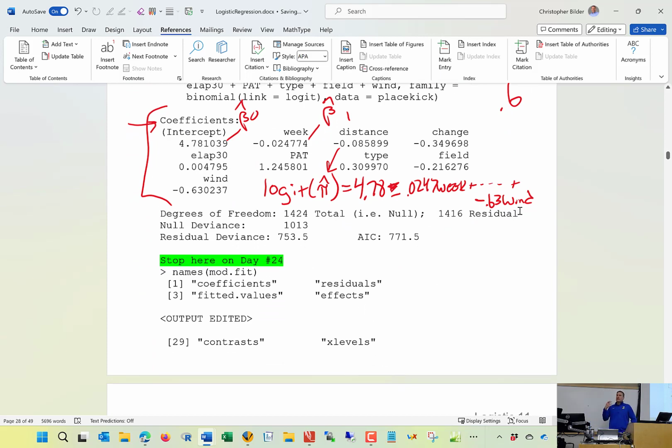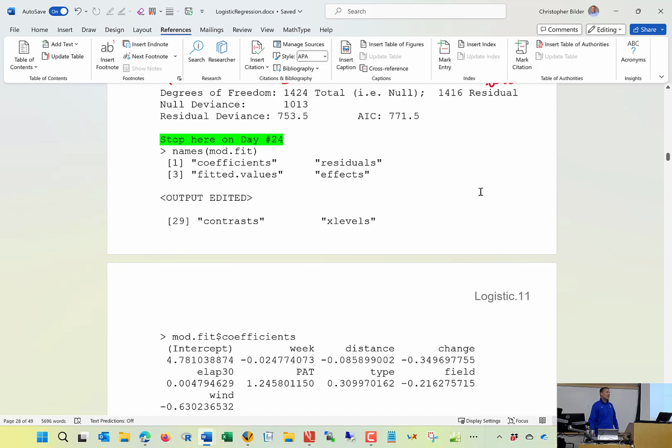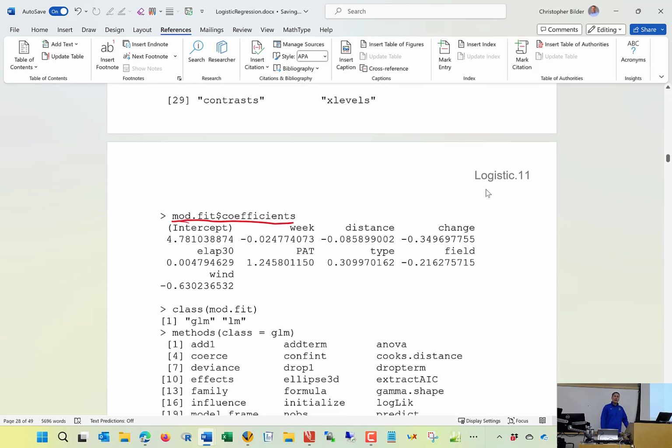Now, there's a lot more stuff in mod.fit than what we just saw. And mod.fit is actually a list. And so if I say names of mod.fit, I see a listing of all the different components of what's inside of mod.fit. In particular, there's one called coefficients. So if I say mod.fit$coefficients, I get all those beta hats again.